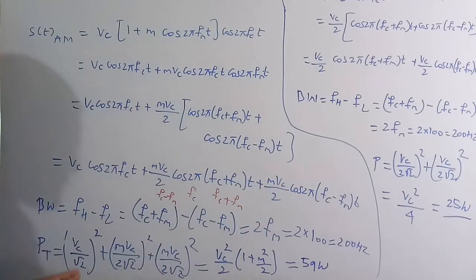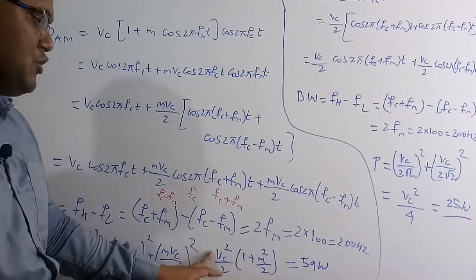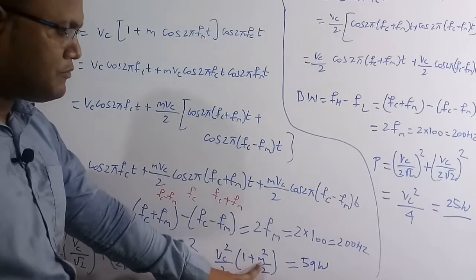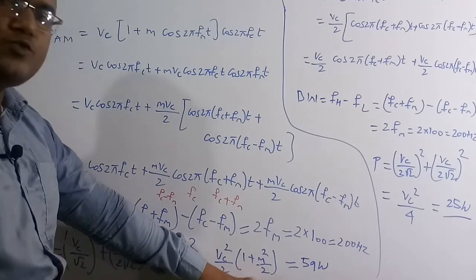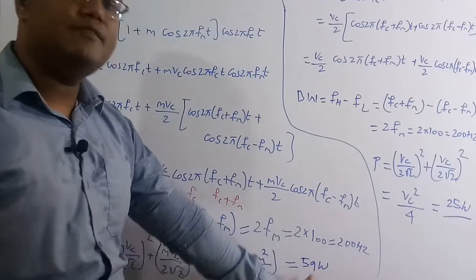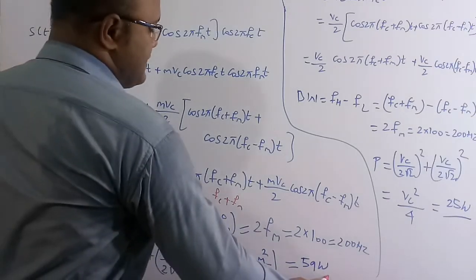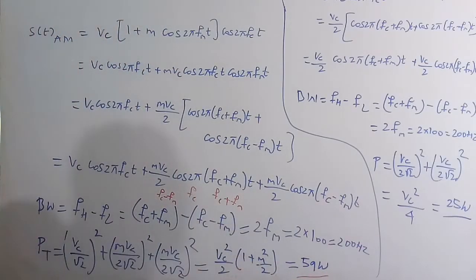So for each signal, the RMS value we need to figure out, and then we need to do the square. Then we are going to get this equation finally. So we know the value of Vc which is 10 and m is equal to 0.6, and if you substitute all those values here we are going to get 59 watt. So 59 watt is the power which is going to be sent by this signal.